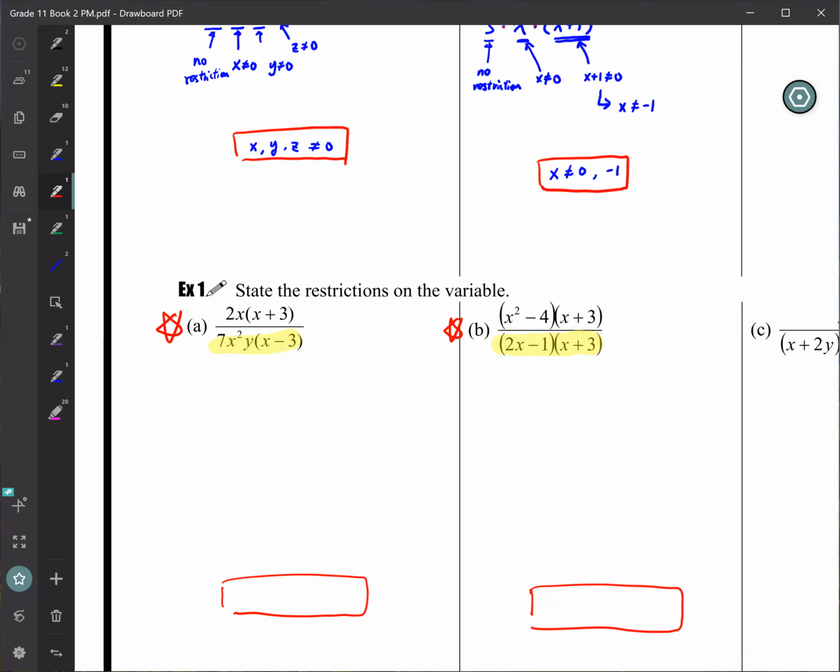If the factor has more than one term, you need to isolate the x. But if the factor only has one letter, then it's just not equal to 0, okay? So very straightforward there.